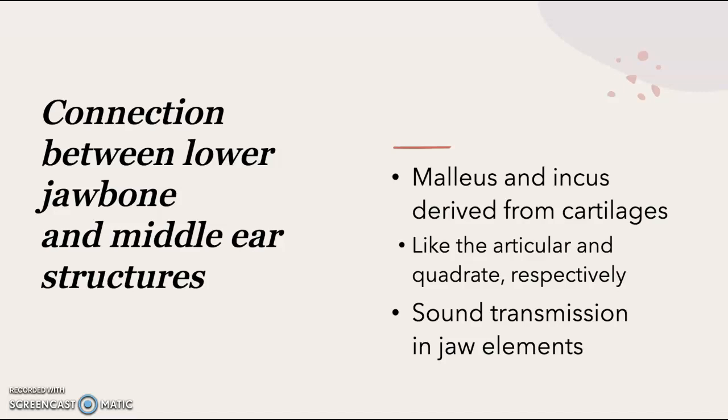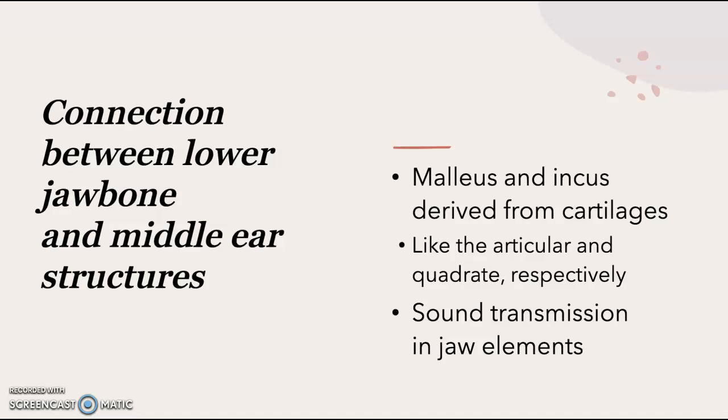So, firstly, the malleus and incus were derived from cartilages, like Meckel's cartilage, which we talked about previously. This was found by researcher Reichert also when he dissected pig embryos. And we looked at chick and mouse embryos earlier, so he also found similar findings in pig embryos. This is related to the quadrate and articular since they were also derived from cartilages.